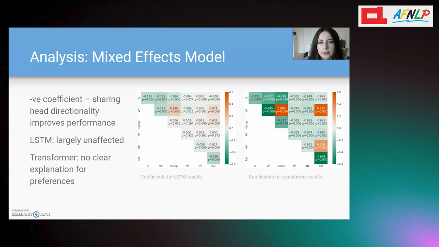So the mixed effect model calculates a coefficient for each switch and for each switch-switch interaction. So contrast coding was used. So basically, when we're looking at the first order interaction coefficients, that is looking at the effect of a shared head directionality, so for those two switches being the same, a negative coefficient basically indicates that shared head directionality improves performance. And so we can see, looking at the LSTM, that none of these values are large, which indicates that no switch or switch pair has a particularly notable effect on performance, which is pretty much what we saw looking at the perplexity results. And the coefficients calculated for the transformer don't really show any kind of easily explainable pattern. There's nothing that really stands out as having a reasonable explanation.